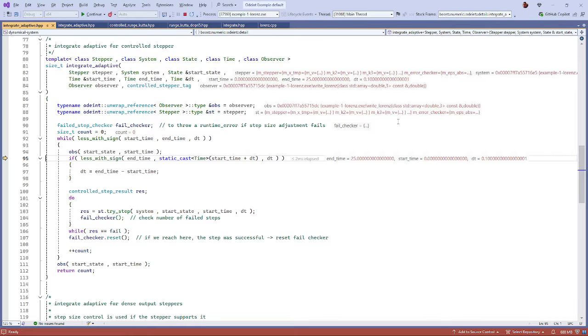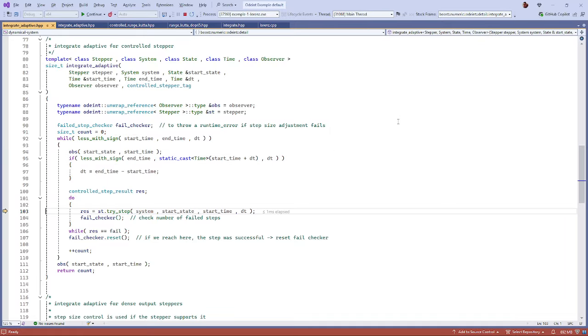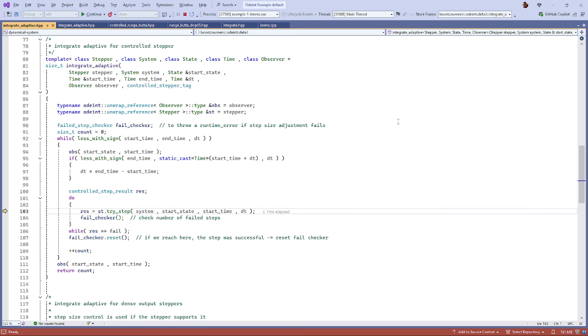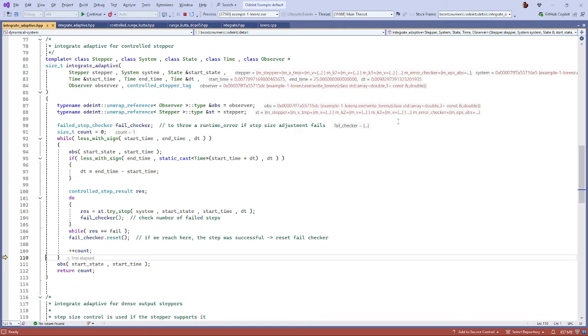So it calls the observer first because you want the initial state to be noticed by the observer, not just any new state. And now we're going to try a step, possibly failed, keep doing a step. Now that was try step because it was making adaptive steps. So it was adjusting its step size to find one that satisfied error criteria. And so now we've incremented our little counter, and now we're calling the observer on the next state.